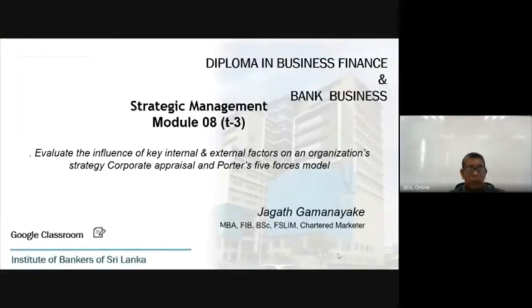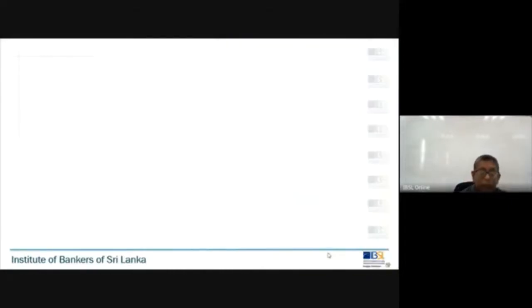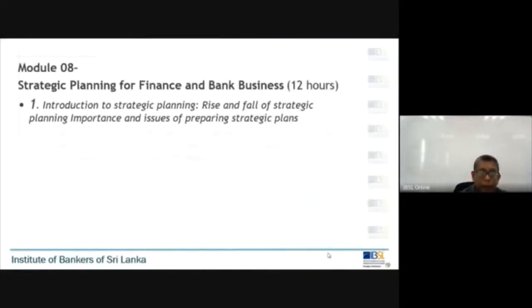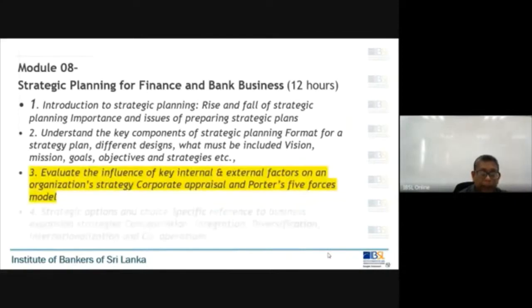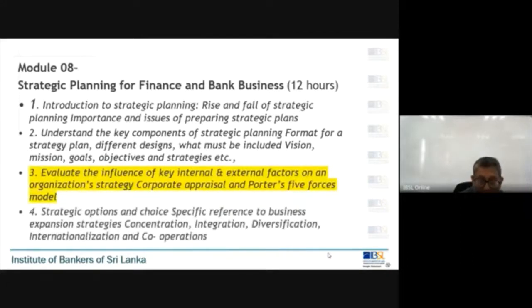So we move into Tut 3. What we are going to discuss today, the third area, is to evaluate the influence of key internal and external factors on an organization's strategy: corporate appraisal and Porter's Five Forces model.